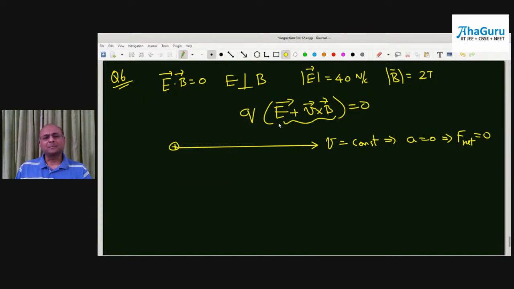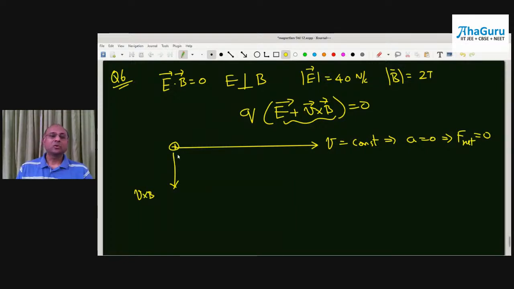But how is that possible? Because V cross B is definitely perpendicular to the velocity. If the velocity was like this, V cross B has to be somewhere in this plane. It could be this way, this way, anything. But let us say that V cross B was like this. How would that be the case?